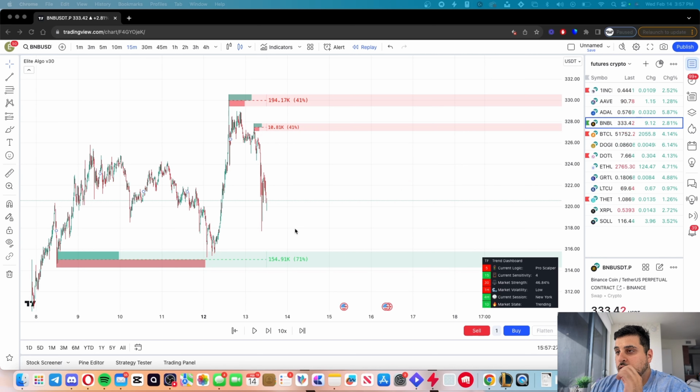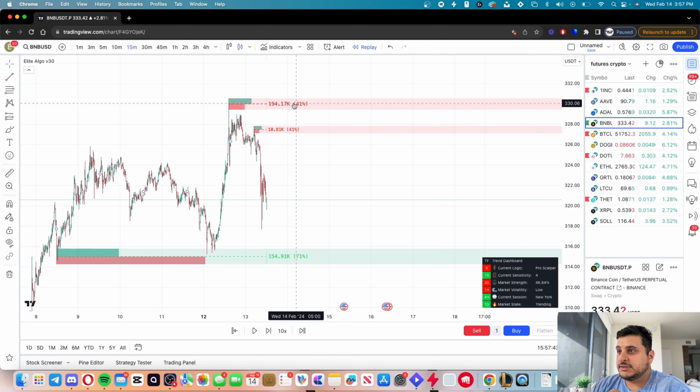So one way we can look at this is, for example, right over here where it says 194K. That means there was $194,000 that was traded in the specific area where the order block was printed. Very, very simple. Next, guys, we see that we also have a percentage icon right beside it. This is the percentage of buyers to sellers for that order block. So right here, we see that the order block is 41% sellers in that area.